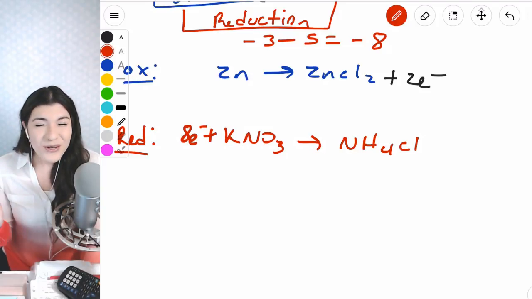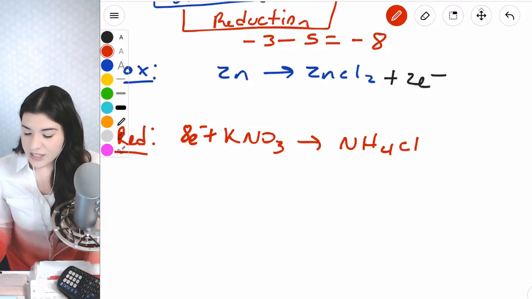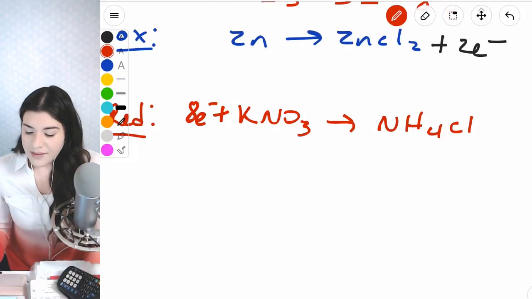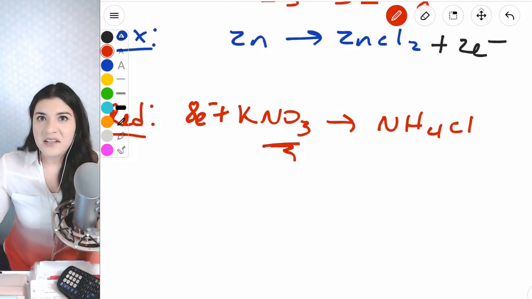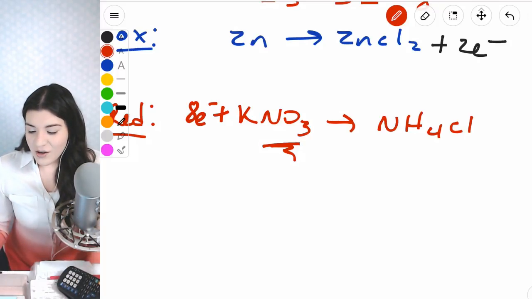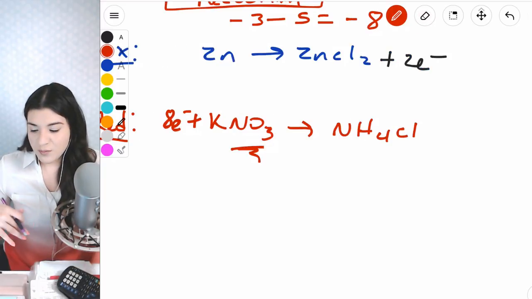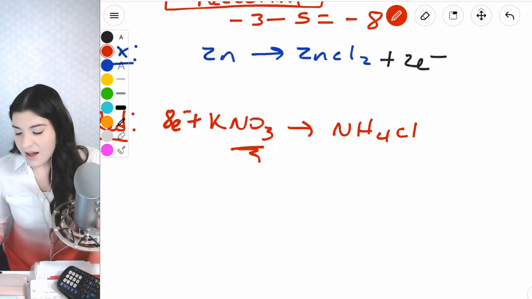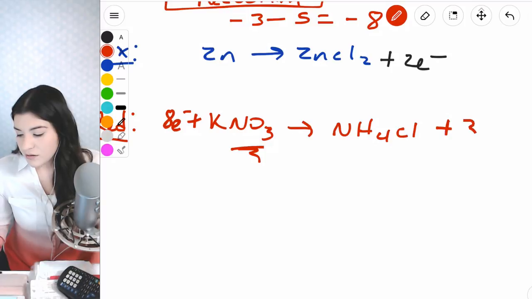This is what you're always going to do whenever you see reduction, where this side has 3 oxygens. I'm going to add that exact amount of waters that it needs of oxygen, if that makes sense. So since we have 3 oxygens, but none on the product side, I'm actually going to add 3 waters.